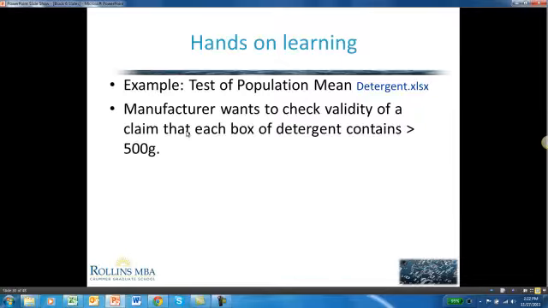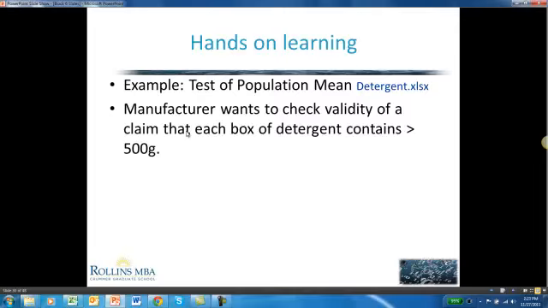And in this case, we have a manufacturer of detergent who wants to check the validity of a claim. They want to test a claim that each box of detergent, on average, contains more than 500 grams of detergent. So there's a manufacturing line and they're producing detergent, and they'd like to be able to make a claim that on average their boxes of detergent all contain more than 500 grams of detergent. But they'd like to test this claim, so they take a sample of boxes of detergent, and based on this sample, they want to see if the evidence from this sample supports that claim.